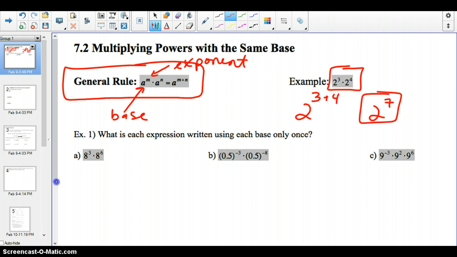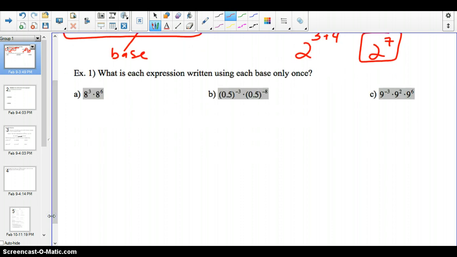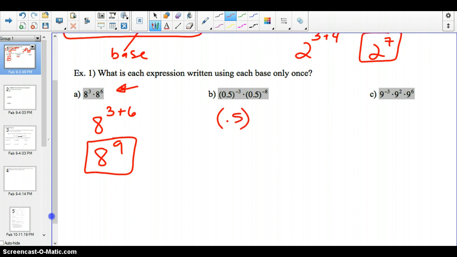Okay, so if we keep practicing down here in example 1, your base on these two things here is both 8. So this is 8 raised to the 3 plus 6, which is 8 to the ninth. And you could punch that in your calculator if you wanted. Here again, you have the same base. It's 0.5. So you add the exponents. So you're going to have negative 3 plus negative 8, which gives you 0.5 raised to the negative 11.